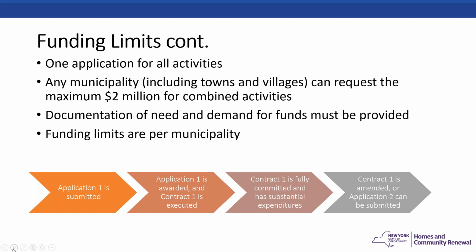A couple more points on this. Again, if the municipality is planning to apply for multiple activities and for that combined funding limit of $2 million, our intention is to have all of those activities submitted under one application and funded under one contract. All municipalities, including towns and villages, are eligible to apply for that full $2 million if more than one activity is proposed. We want applicants to be realistic about what's feasible and what they're able to accomplish within a 12-month contract time frame. That means commitment, expenditure, and closeout of those activities.